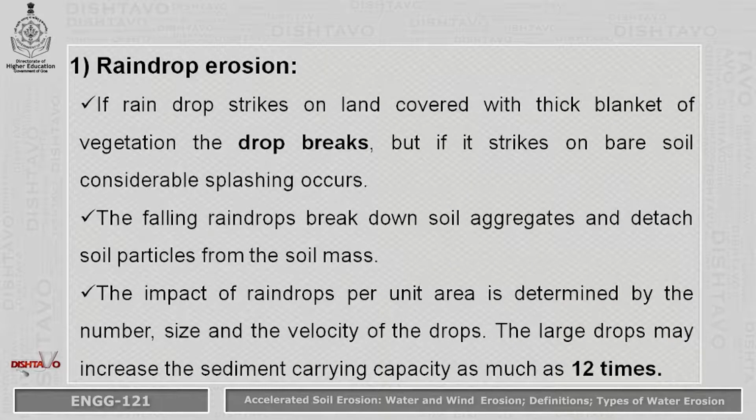So the raindrop erosion means the break up or splashing of the soil occurs due to the falling raindrop. That falling raindrop breaks the soil into a number of small particles, and those small particles are transferred from one position to the other position, meaning erosion happens here. So the large drops may increase the sediment carrying capacity as much as 12 times. Once the drop size of the rain increases, the erosion capacity also goes up.